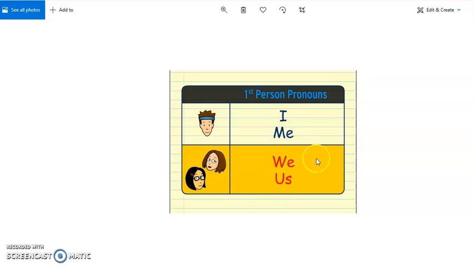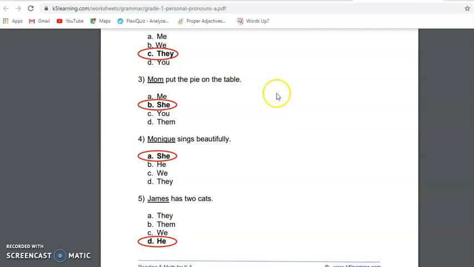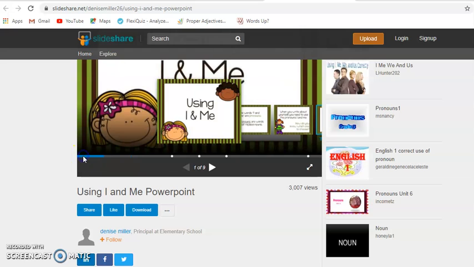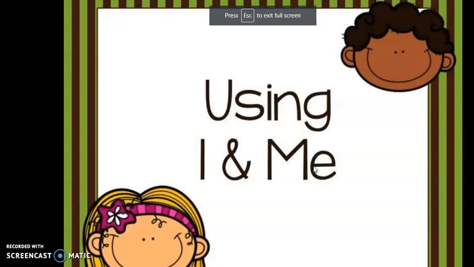But these, you see they're in yellow? We're not going to talk about these today because this is the plural form of pronouns, because it's talking about more than one person. Today we're going to look at the singular first person pronouns, the ones that are only talking about you. You are one person. You're talking about yourself, and we use pronouns like I and me. So let's go ahead and take a look at my little PowerPoint, and we're going to learn about first person pronouns. Okay, so using I and me.